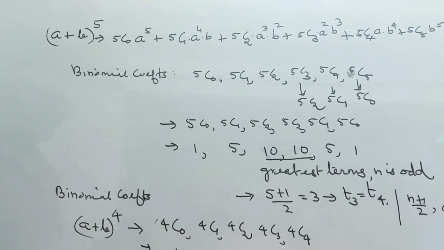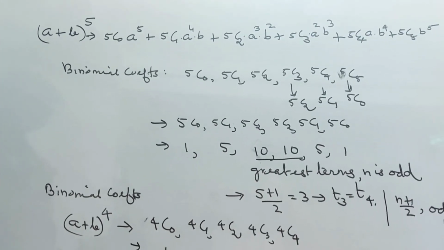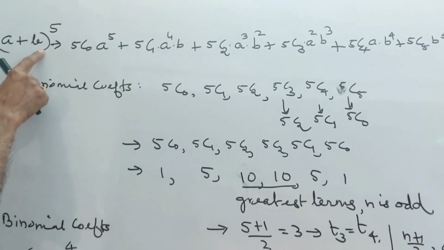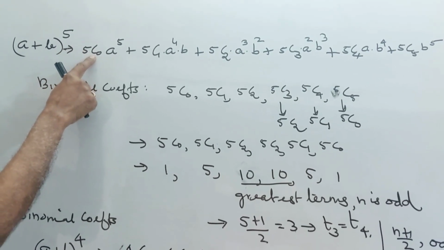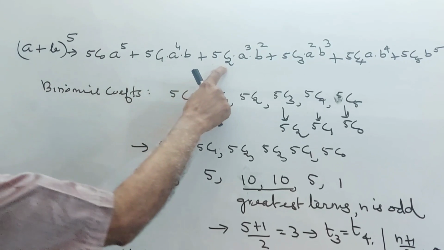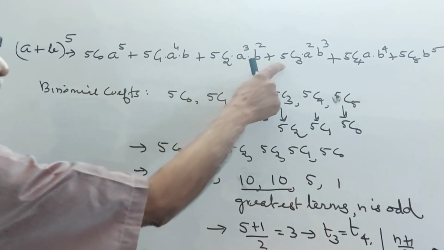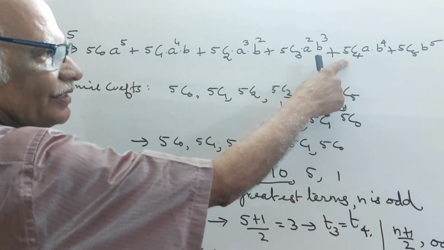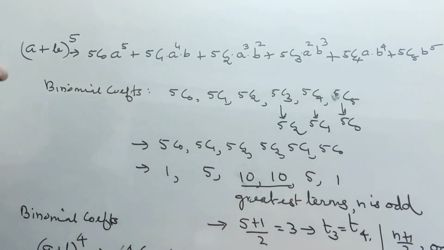We consider the greatest binomial coefficient in the expansions. We take (a plus b) the whole raised to 5, giving you 5C0 a raised to 5 plus 5C1 a raised to 4 b plus 5C2 a raised to 3 b squared plus 5C3 a squared b cubed plus 5C4 a b raised to 4 plus 5C5 b raised to 5.